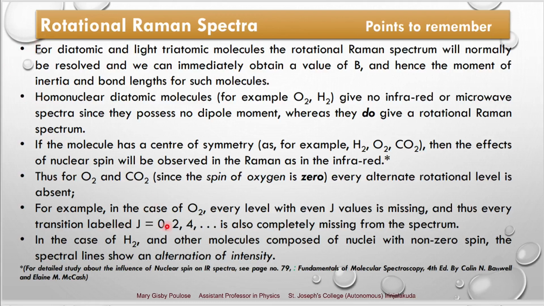Now, in the case of hydrogen diatomic molecules, since their nucleus has non-zero spin, the spectral lines show an alternation of intensity.